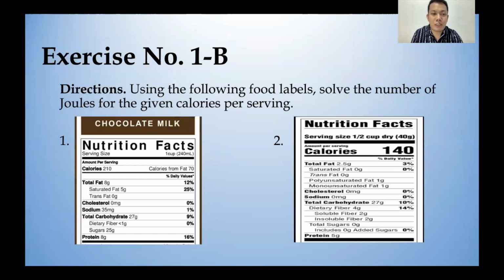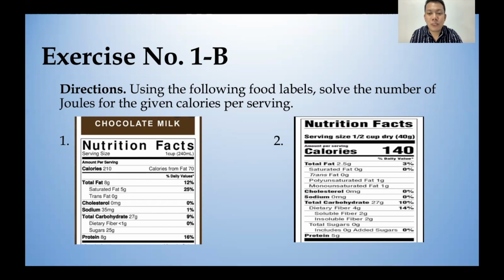Now, let us proceed to this exercise 1B. I provided you with food labels of certain products that you have to convert into energy. So using the following food labels, solve the number of joules for the given calories per serving. For example, in the first data, you have 210 calories per serving. You are only asked about per serving, which is around 1 cup or 240 ml. So 210 calories, how many joules?